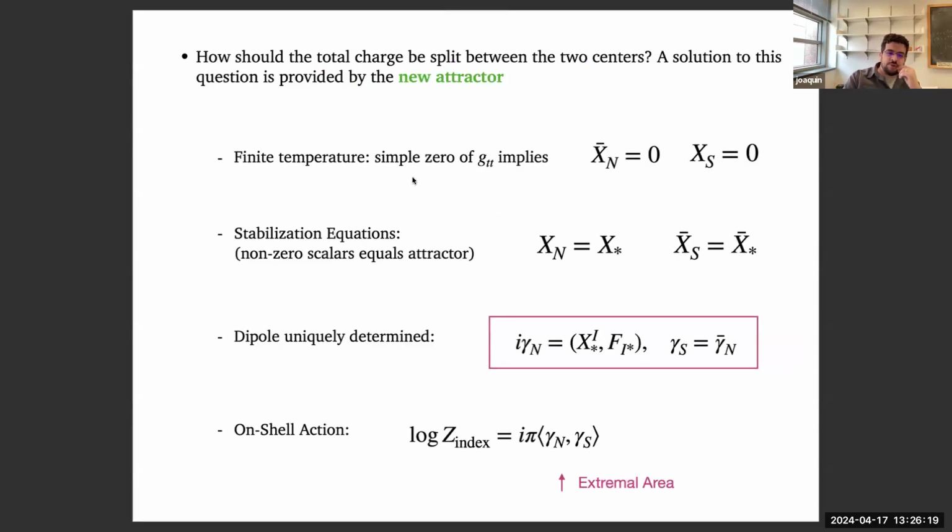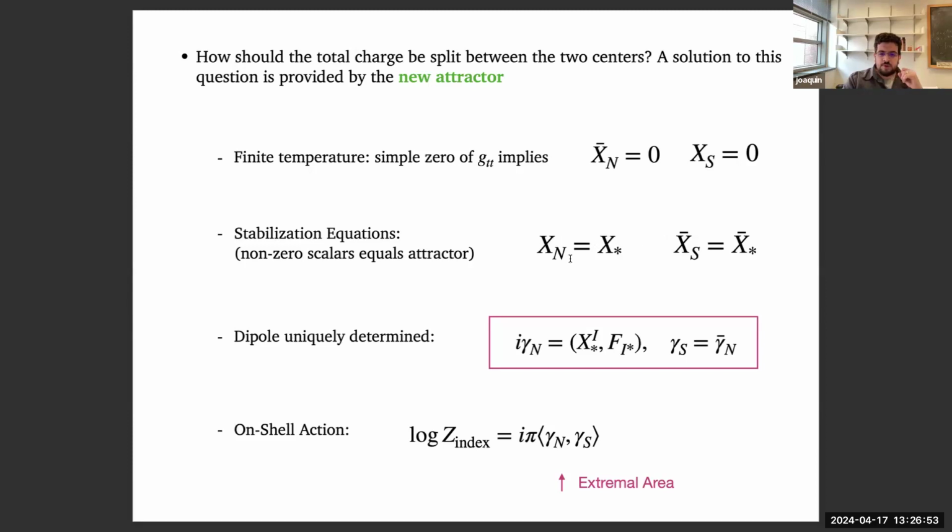In the new attractor, what we show is that there is a solution where, essentially, imposing that the solution has a finite temperature gives us these constraints: at the North Pole, the solution is holomorphic, and at the South Pole, the solution is anti-holomorphic. We could exchange the role of North and South. That's not very important. What's important is that either X bar or X vanishes at either pole. And the non-vanishing component, for example, in this case, at the North Pole would be X, which is equal to the extremal attractor.